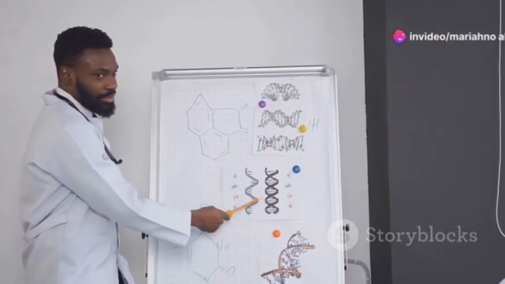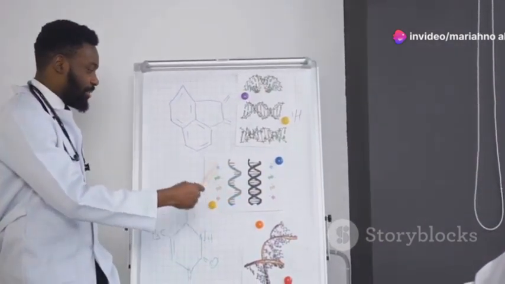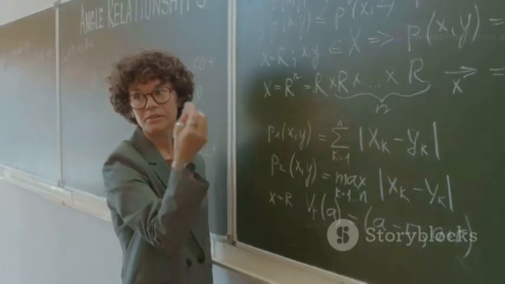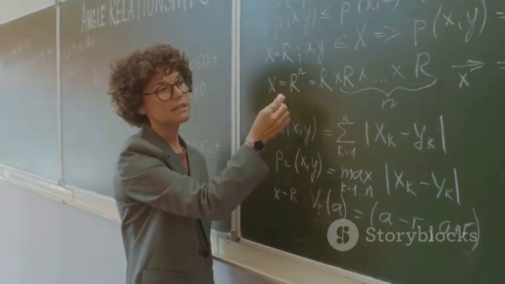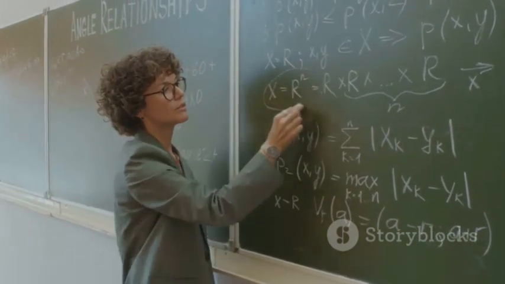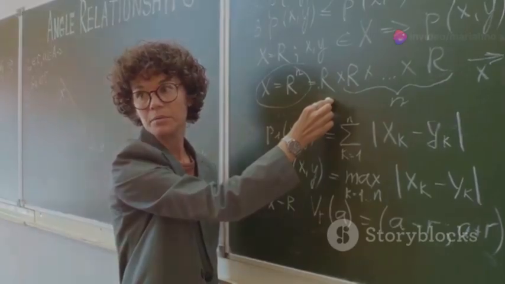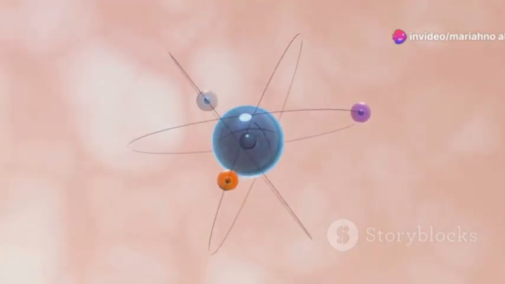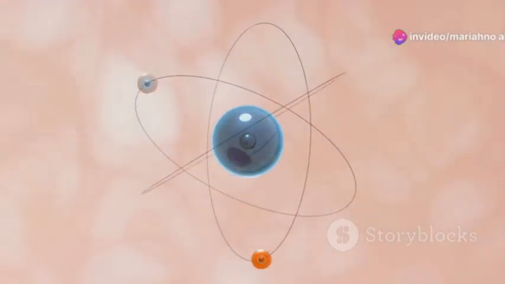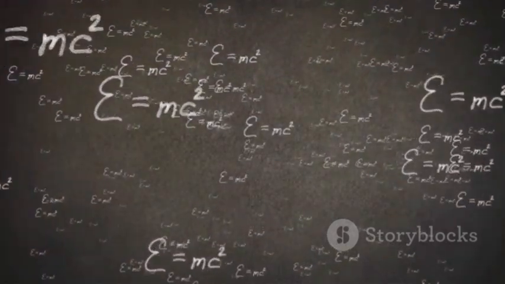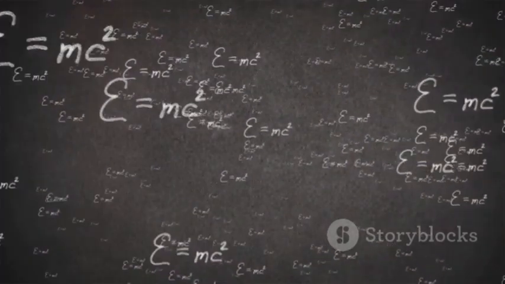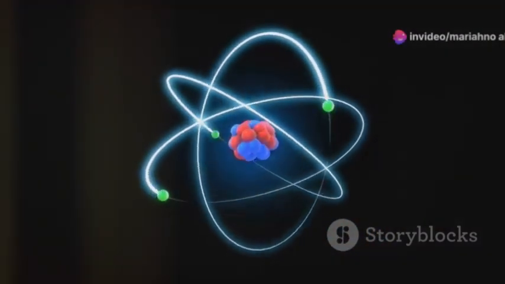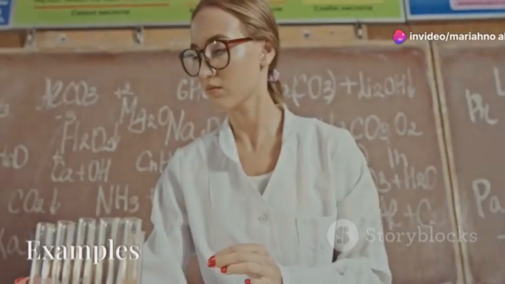Section 4. Guiding Principles of Electron Arrangement. The arrangement of electrons within shells and subshells isn't random. These rules, known as the Aufbau principle, the Pauli exclusion principle, and Hund's rule, govern electron arrangement. The Aufbau principle dictates that electrons fill atomic orbitals in order of increasing energy. The Pauli exclusion principle states no two electrons can have the same set of 4 quantum numbers. Hund's rule states electrons fill orbitals singly first, with parallel spins.